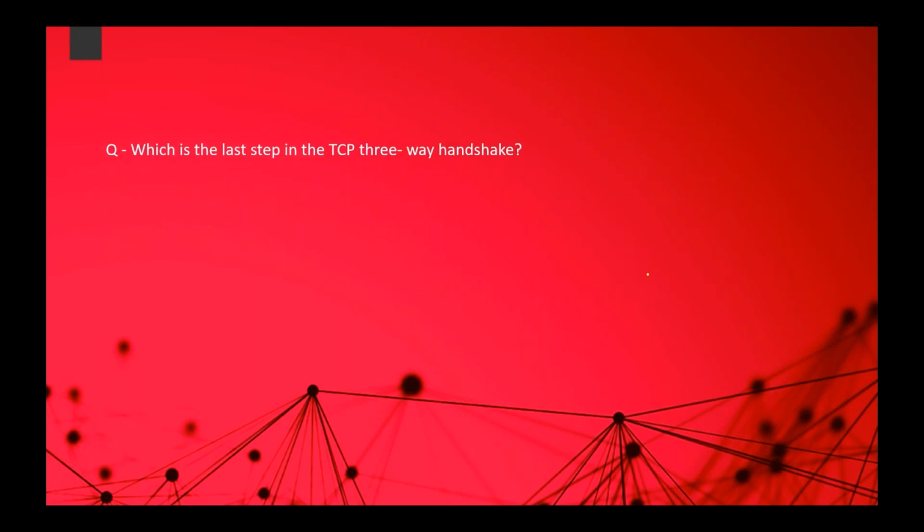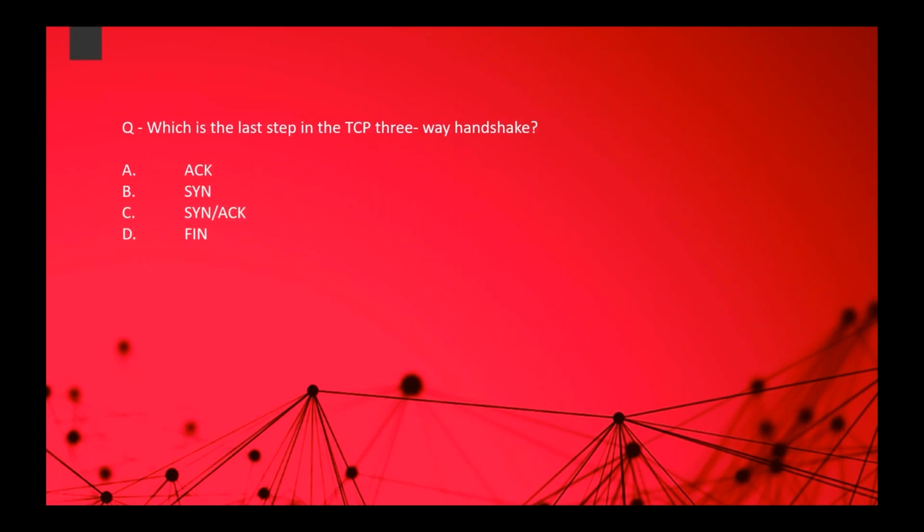Now let's move on to the last question of today, guys. The last question says, which is the last step in the TCP three-way handshake? ACK, SYN, SYNACK, FIN. So what is three-way handshake? As I told you guys, three-way handshake is done whenever you want to share any data with any device, right? Let's say you want to share your data with your friend's device or your colleague's device. First, your devices will do the three-way handshake, right?